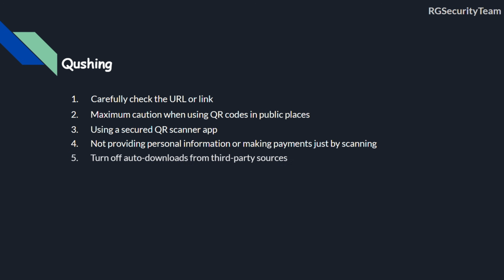5. Turn off auto downloads from third-party sources. The main purpose of a malicious QR code is to download a harmful .apk or file in the background as soon as it is scanned. Always keep the Install Unknown Apps or Auto Download option from third-party sources turned off in your phone's browser and settings. As a result, your permission will be requested when a file is to be downloaded.